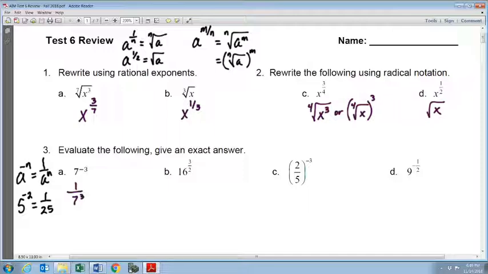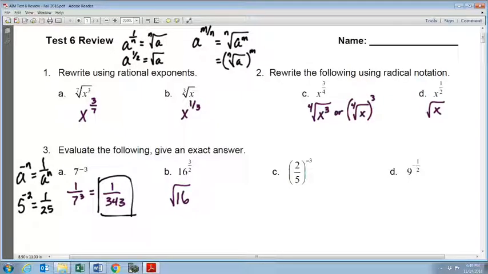So here we have 1 over 7 cubed. And when you multiply 3 sevens, you get 343. So let's look at letter B. If you haven't tried these, I would encourage you to try them all first and then check the answers on the video. So on number 16, this is going to be a square root since the denominator is 2.